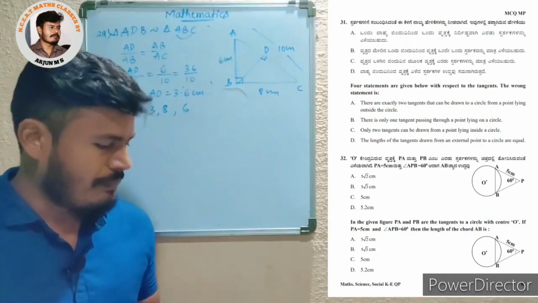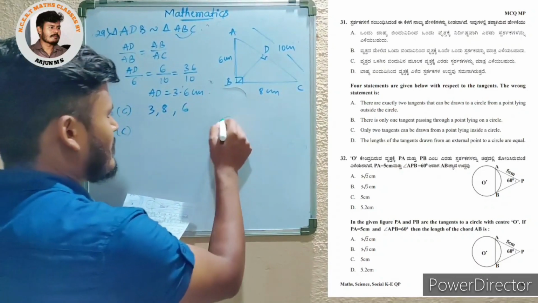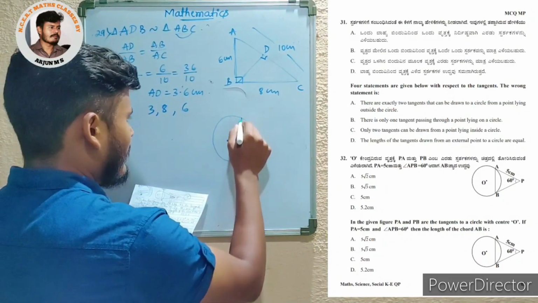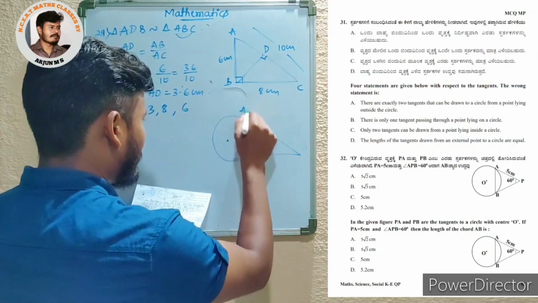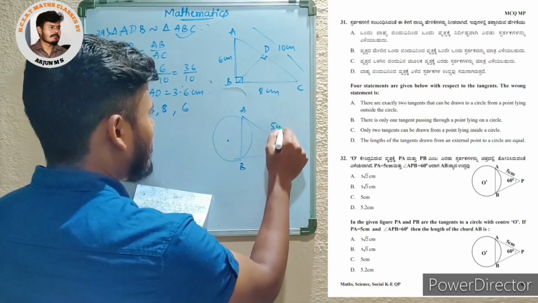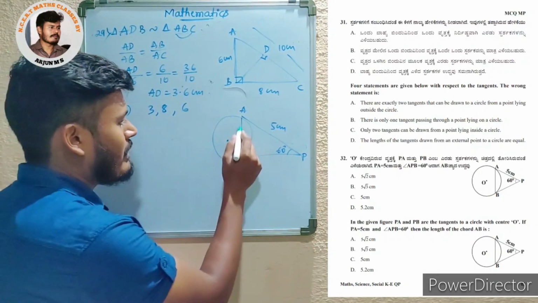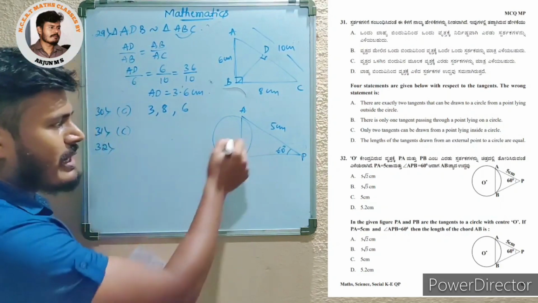Yes, 32nd. In the given figure, PA and PB are the tangents. You just observe the figure here. That is also a very easy question. Angle ABP is 60 degree. They are given AP, that is 5 centimeter. We have to find the length of the chord AB. AB is the chord, so we have to find that one.